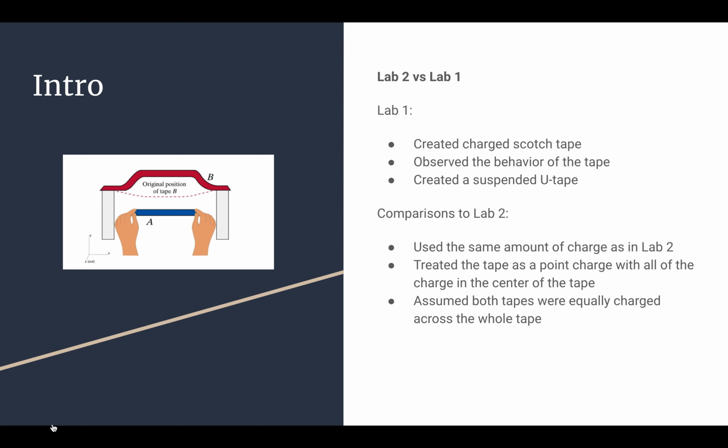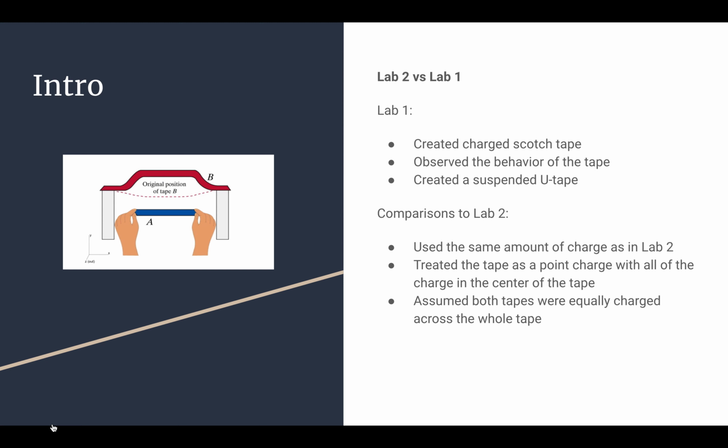In this lab, it is basically an extension upon Lab 1. In Lab 1, we created a charged Scotch tape and then observed the behavior of this tape. As you see in the diagram to the left, we created a suspended U tape. In Lab 2, we're going to use the same amount of charge as in Lab 1.